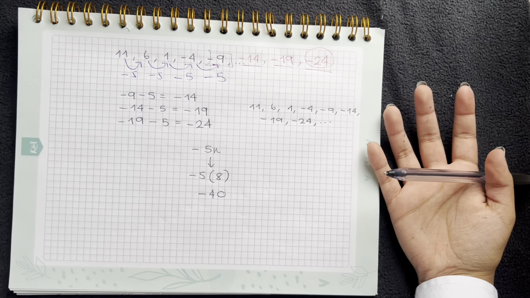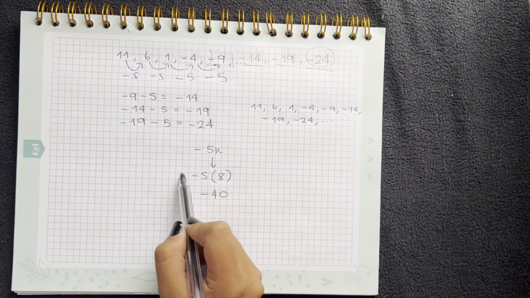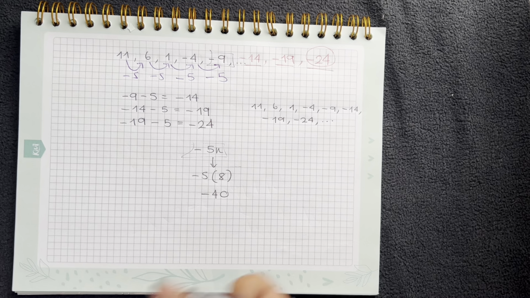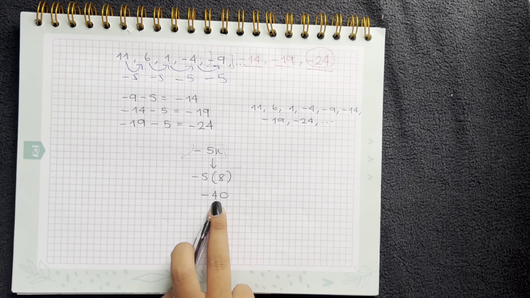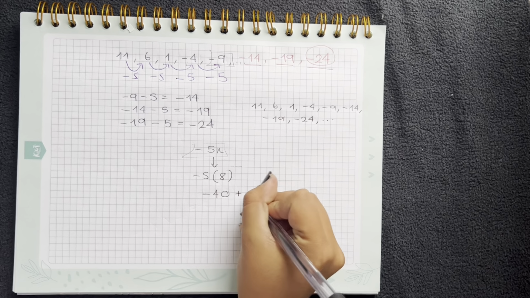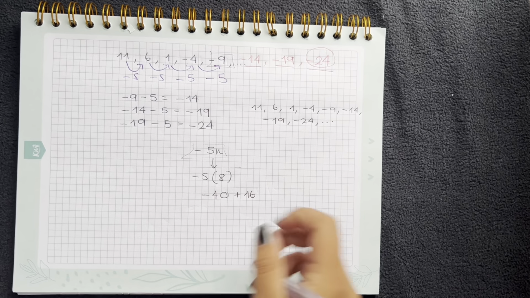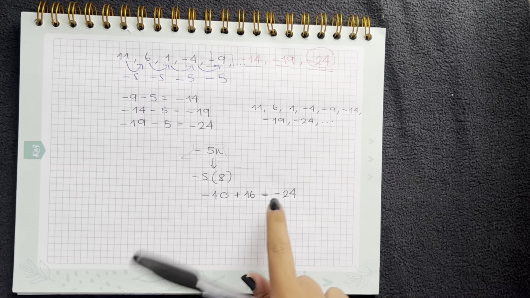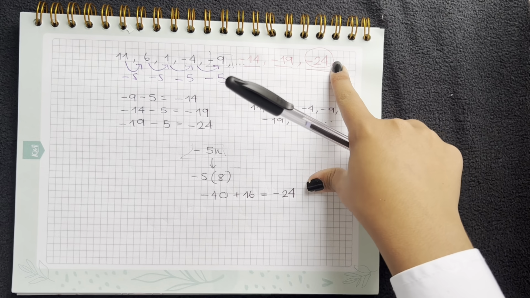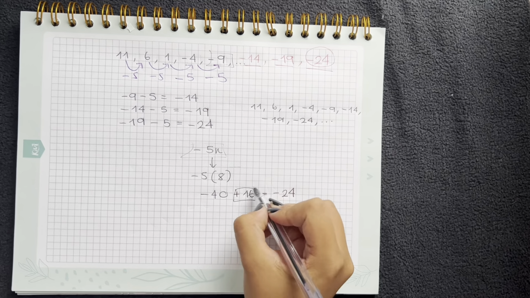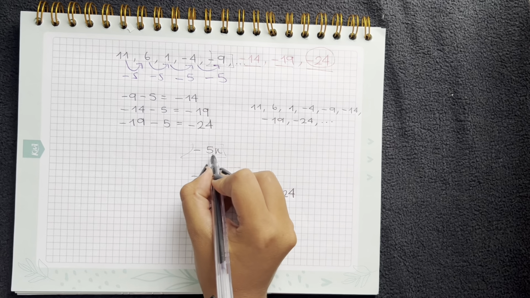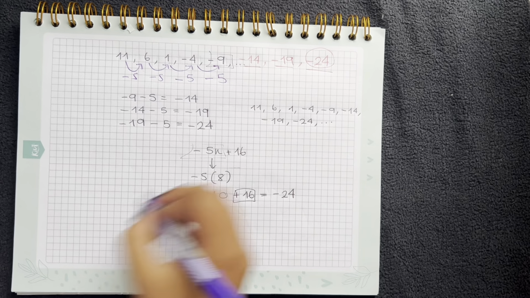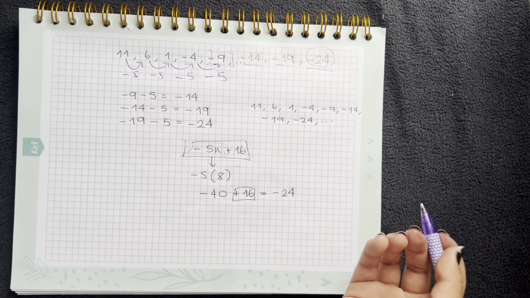So the next step is to see what we can add to this formula to make it correct, so it gives us a correct result. What we can add to this is plus 16. When we do that, we have a result of minus 24. And look, we have the same answer as here. So we know that this is what we need to add in our formula. So we have minus 5n plus 16. And this, guys, is our n term.